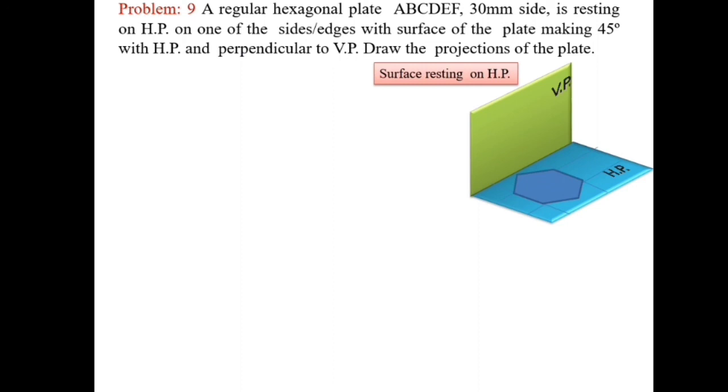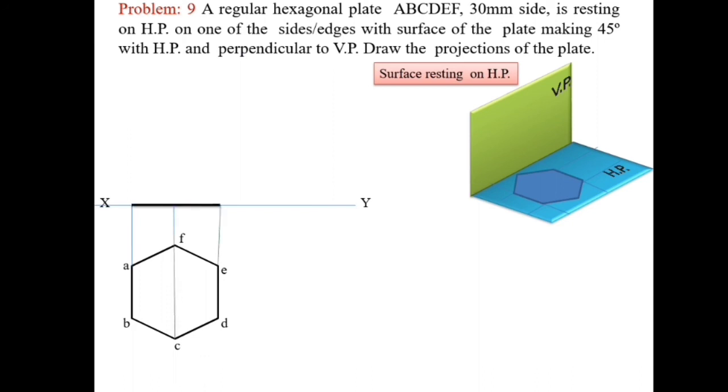So any one of the two sides will be drawn perpendicular to the XY reference line. You know that this is the initial position, the XY reference line, and you draw a hexagon resting on HP on one of its edges, with the surface of the plate making 45 degrees with the HP. Next you locate the points A, B, C, D and E, and this is F. Then you project all the points up to the XY reference line, and you get the front view as a straight line. Those points you note as C, F and D and E.